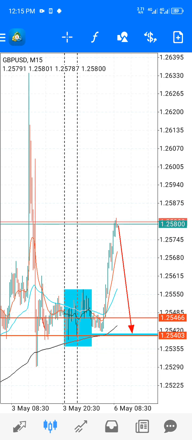Very soon I'll be uploading a video about how we take the TP on this particular setup and how we take the stop loss on these particular setups.